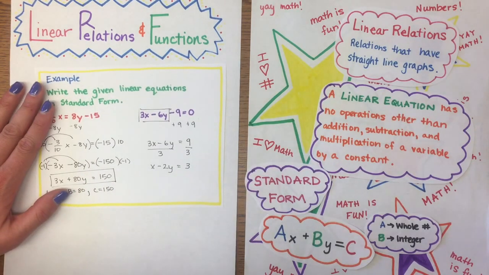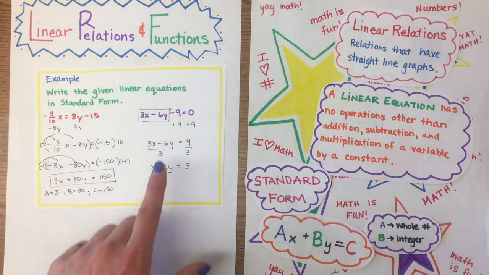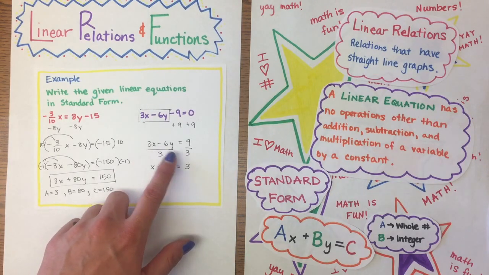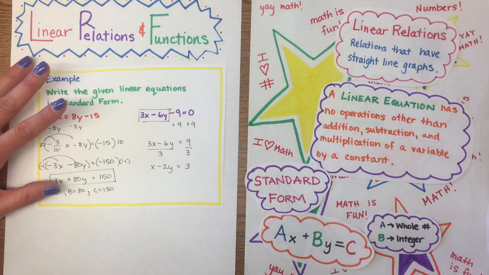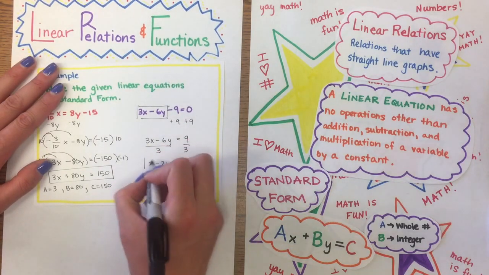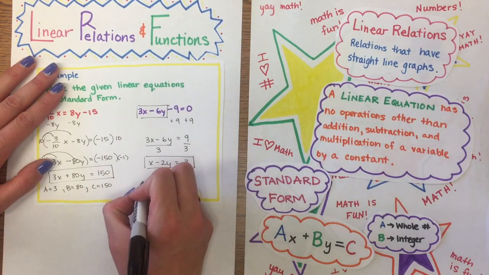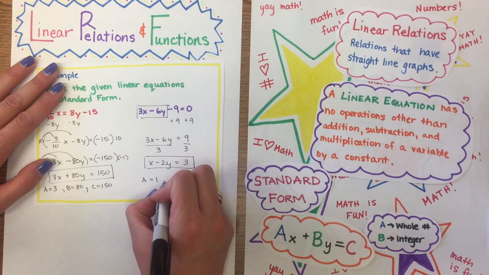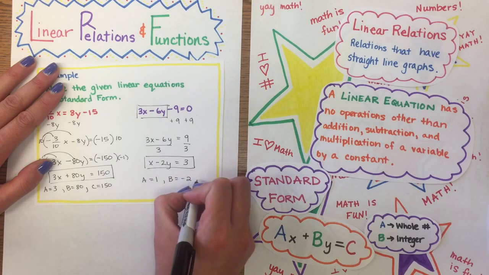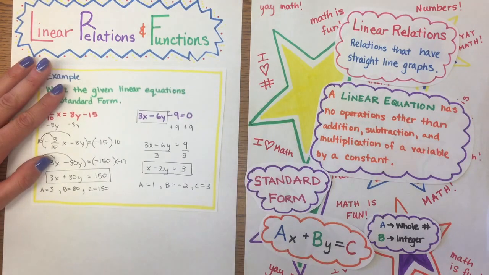They're all still integers. So I'm going to try to reduce this by dividing by common multiples. So this is my standard form of the equation, giving me a is equal to 1, b is equal to negative 2, and c is equal to 3.